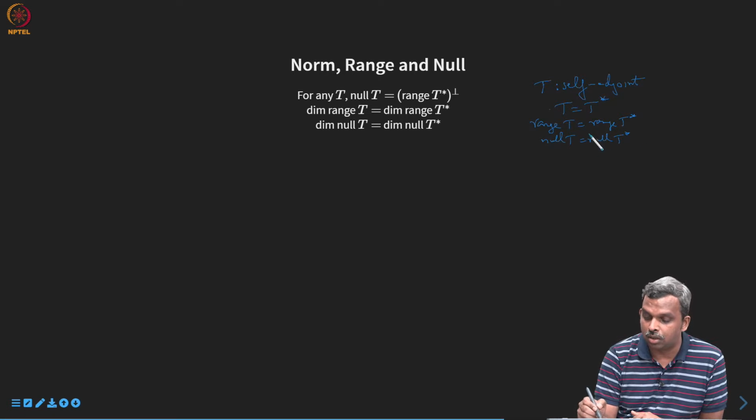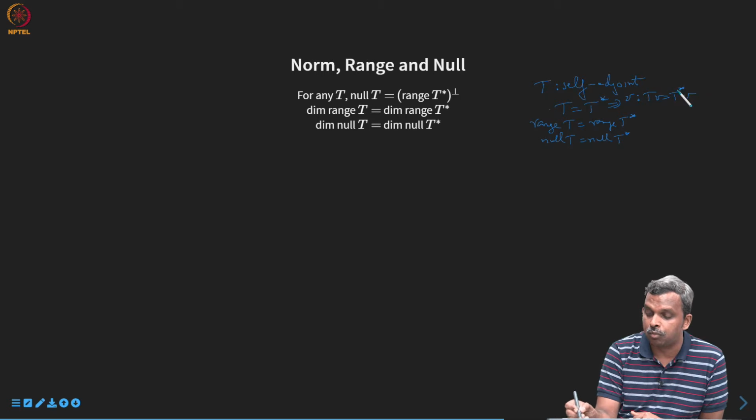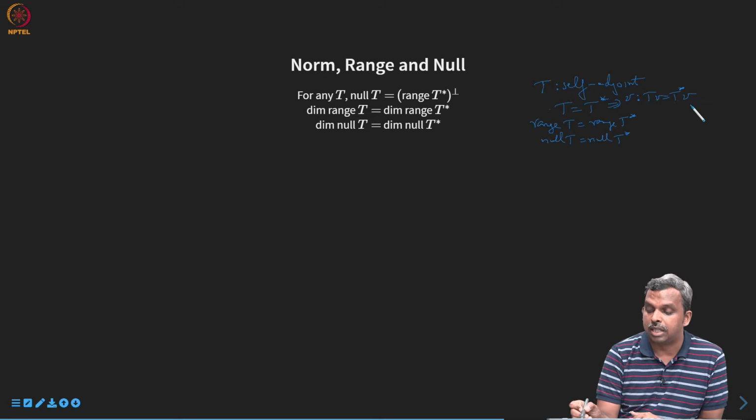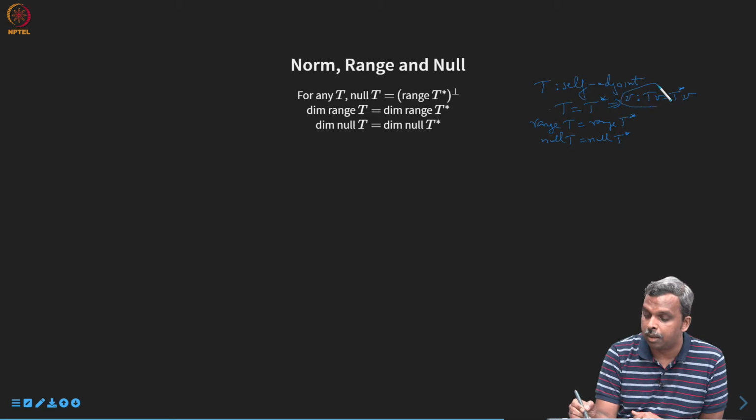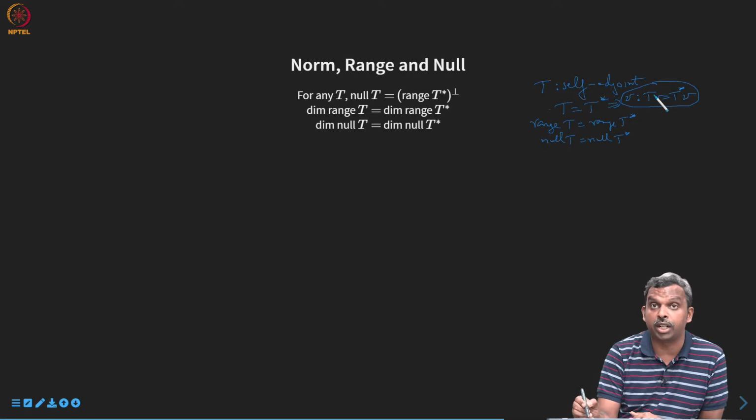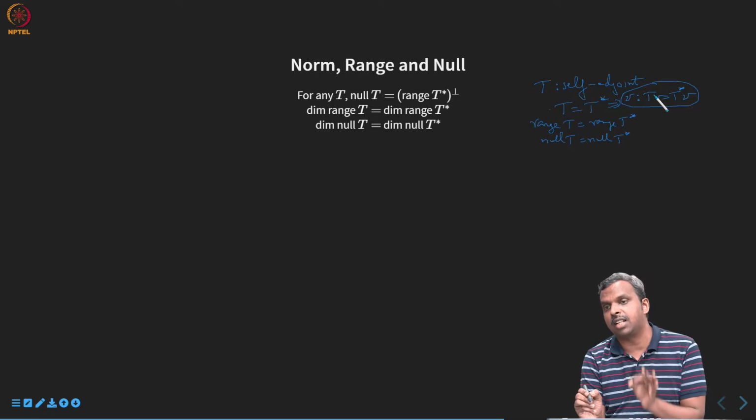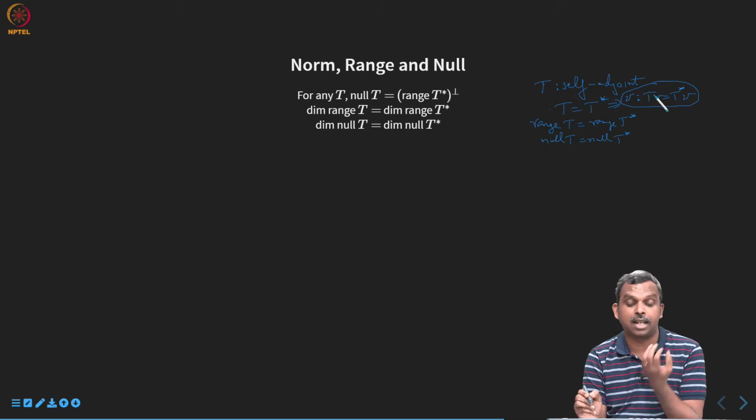Not just this, so T equals T star implies what? For any V, TV equals T star V. So it's exactly equal. Whether you hit V with T or T star, you get the same answer. All these things become true, but this is the most important relationship when you have self-adjoint. So T and T star are identical.